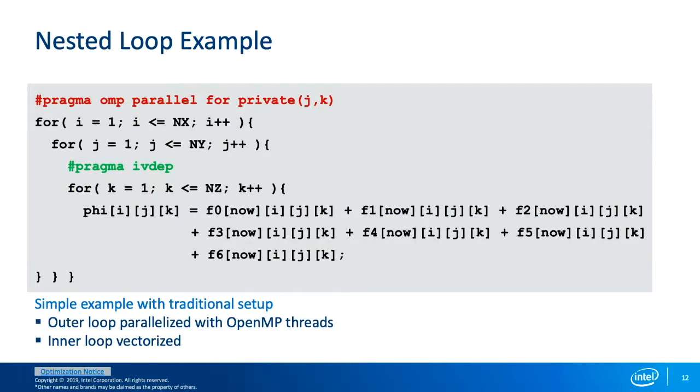So this is just a triply nested loop. What you can see is I'm suggesting vectorization on the innermost loop with a pragma IVDEP, which is ignore vector dependencies. I'm just parallelizing the outermost loop. And what I'm going to do is look at the report from the compiler on this specific loop.